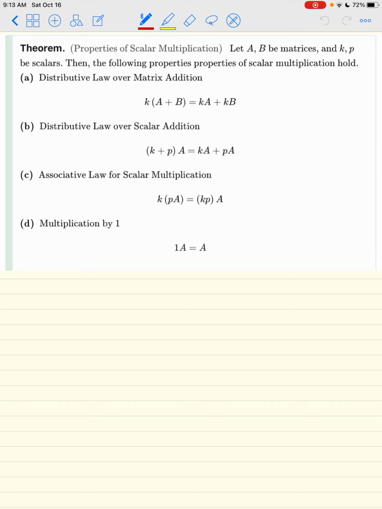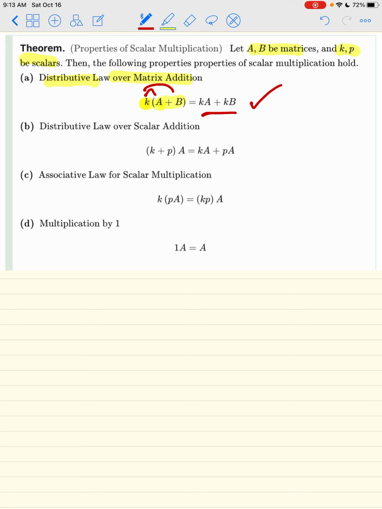When it comes to scalar multiplication, just remember scalar means it's going to be a number that you're going to multiply each term in the matrix by. So in this case here, we're going to let A and B be matrices, K and P be scalars. So the distributive law over matrix addition works. So you can do A plus B, then times it by K, or you can do K times A and then K times B, and that will give you the same answer.